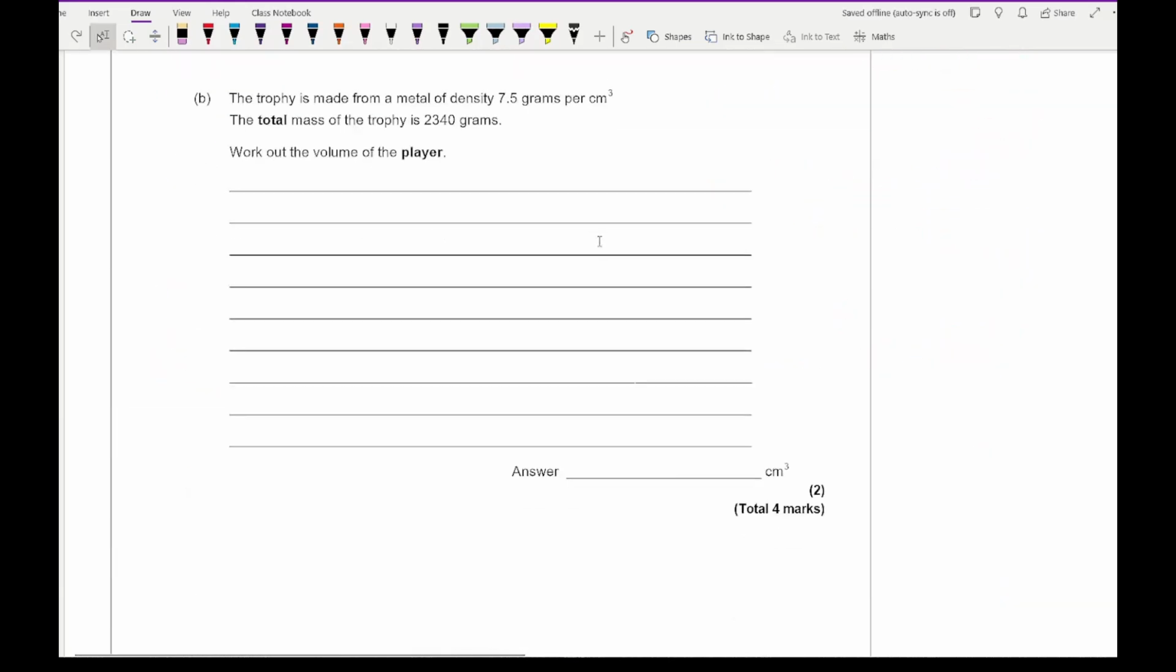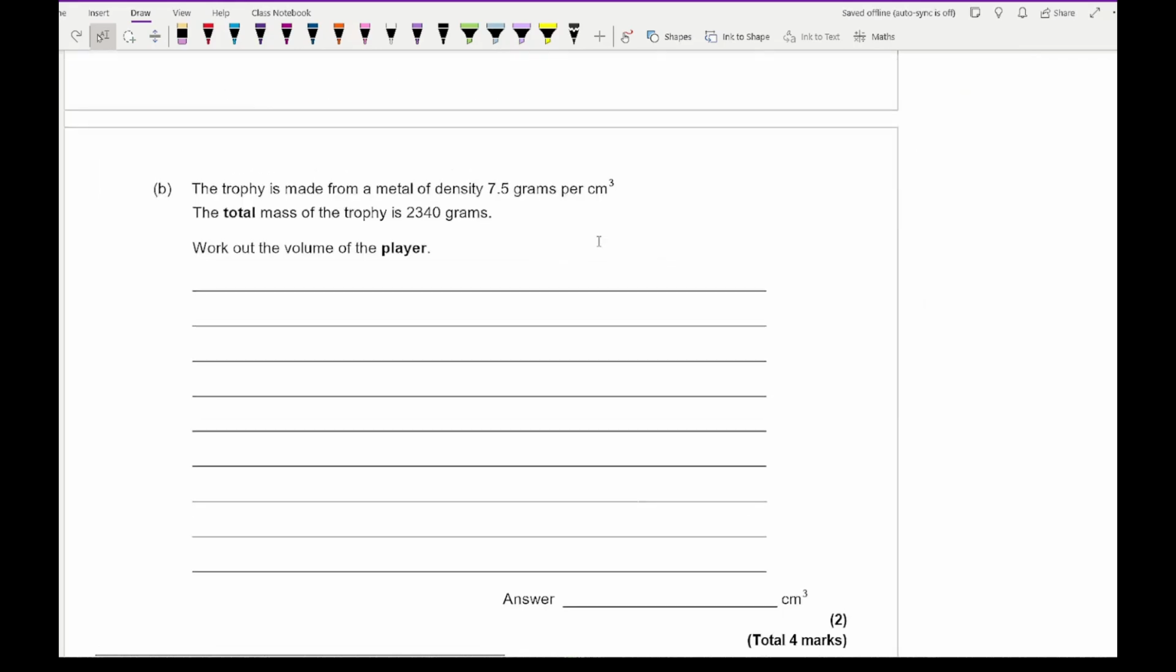For B, it says the trophy is made from a metal of density 7.5 grams per cubic centimetre. The total mass of the trophy is 2340 grams. Work out the volume of the player. For this we need to use the formula triangle that mass over volume equals density. So it's using this formula.